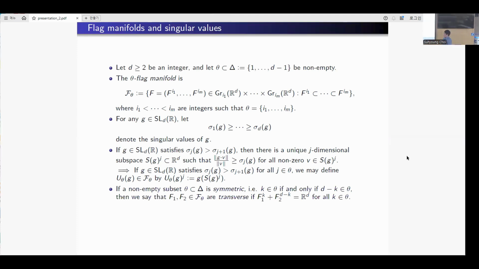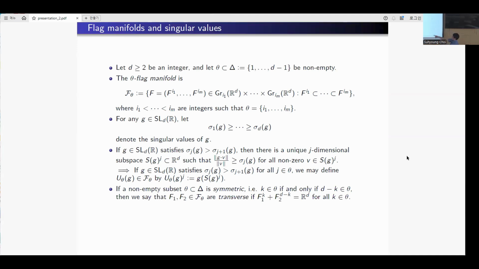Okay, so another important concept I need: for any non-empty subset theta of delta, I say that this theta is symmetric if a number k is in theta if and only if d minus k is in theta. Okay? And then in the case when my theta is symmetric, now I can talk about when two flags in f theta are transverse to each other.